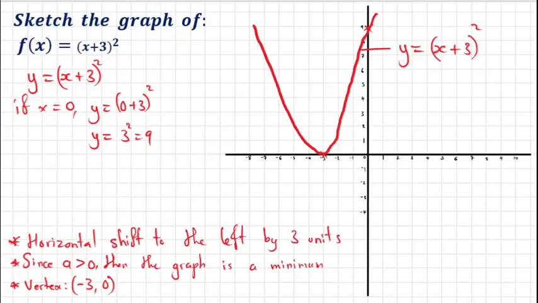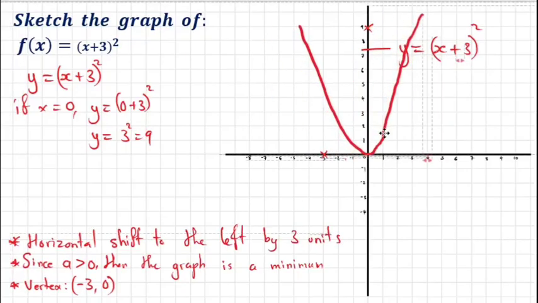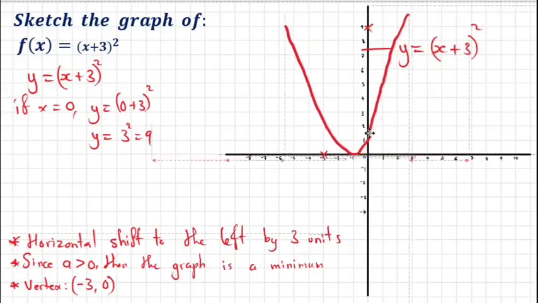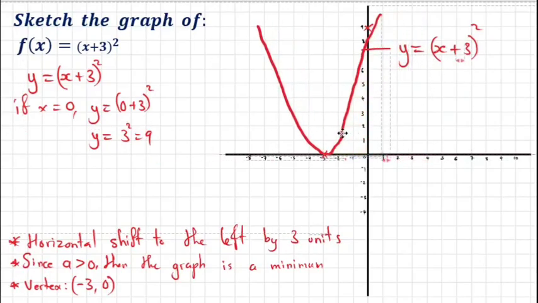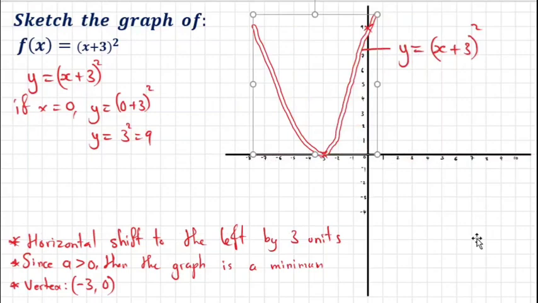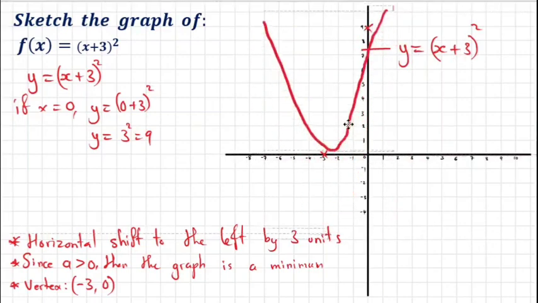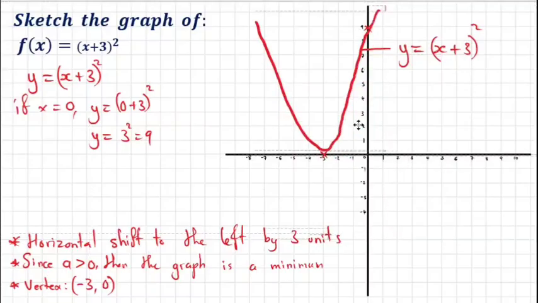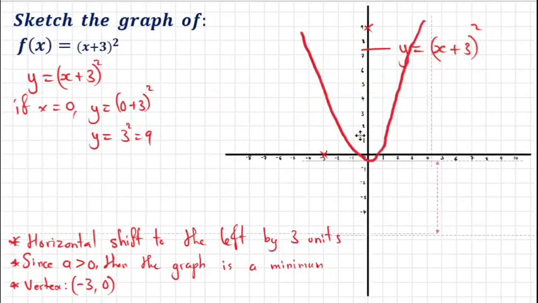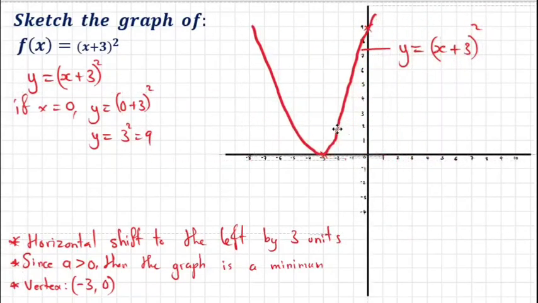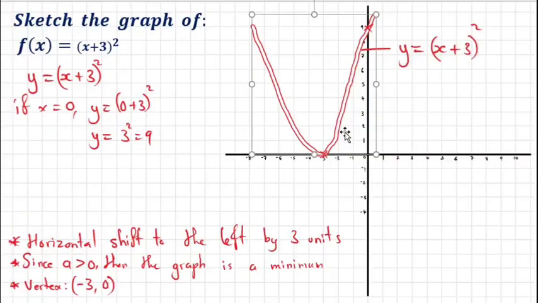Physically, this is what is happening. The graph is supposed to be here, but it shifted in the horizontal direction to the left by 3 units. That's why it's here. That's what we mean when we say horizontal shift. If it goes up or down, this represents a vertical shift. But if it goes left or right, this represents a horizontal shift. So there we have it.